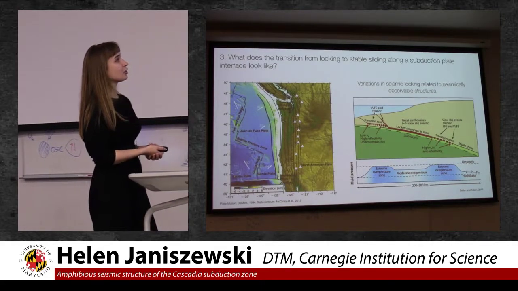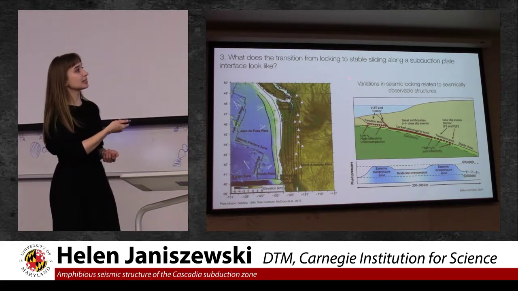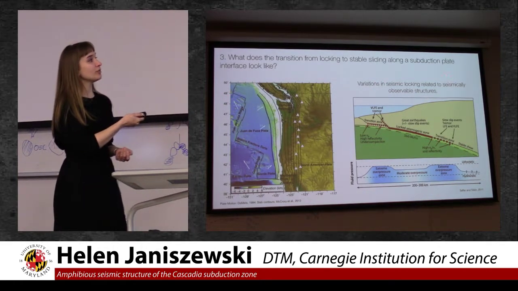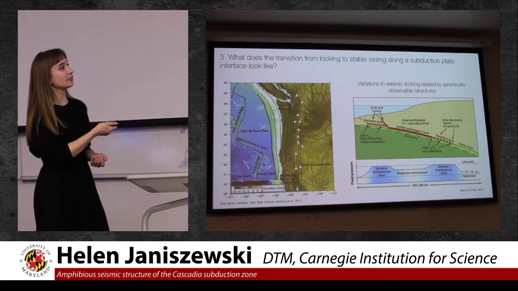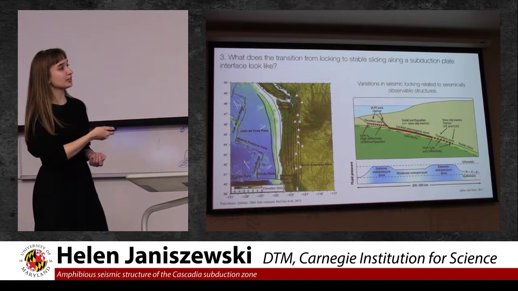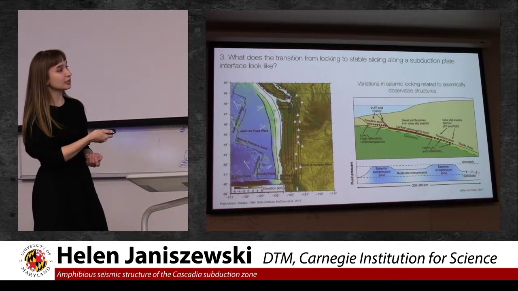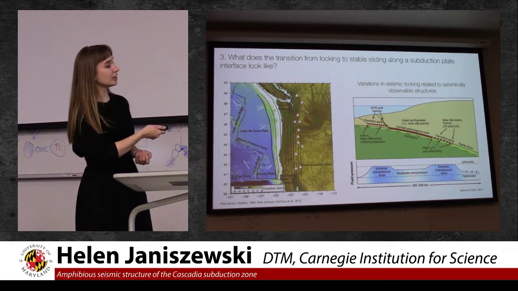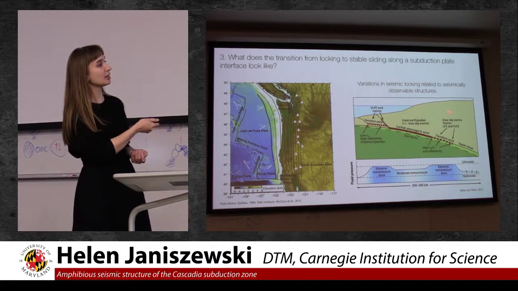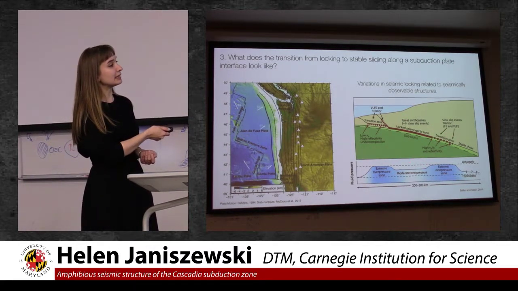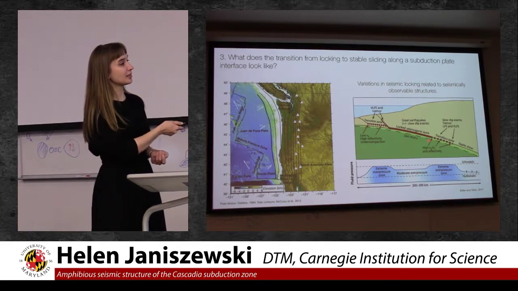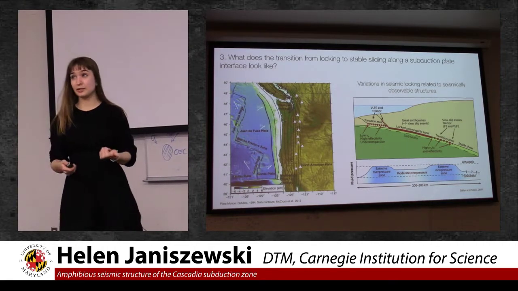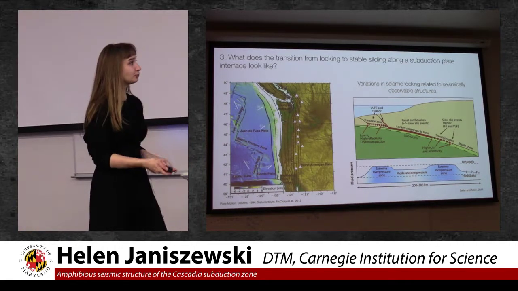And then finally, the third question: what does the transition from locking to stable sliding along a subduction plate interface look like? We have an idea that there should be variations in seismic locking related to features such as variations in pore fluid pressure. This is from Saffer and Tobin. So it proposes that overpressure exists where we have episodic tremor and slip, and that there should be relatively less pore fluid pressure within the locked seismogenic zone. And those features should be observable in terms of seismic reflectivity and in terms of seismic velocities.